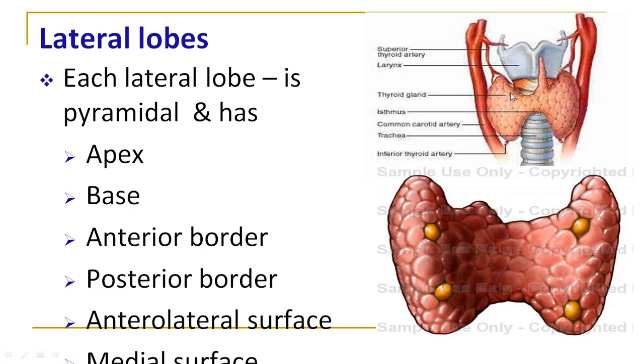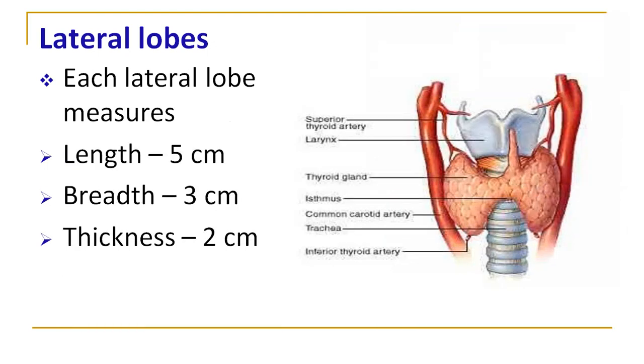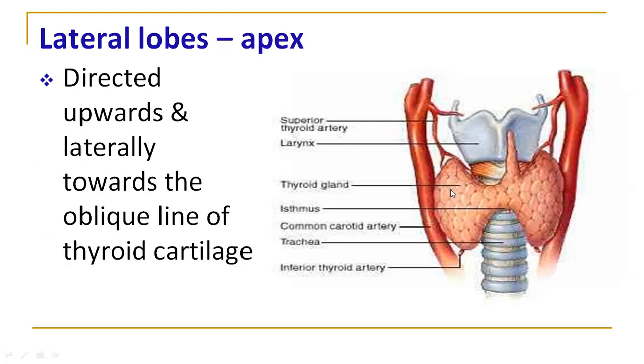The surfaces include the superficial surface or the anterolateral surface, the posterolateral surface related to the carotid vessel, and the medial surface related to the windpipe and foodpipe. So three surfaces: the superficial or anterolateral surface related to the skin, the posterolateral surface related to the carotid vessel, and the medial surface related to the pipes, the windpipe, trachea, and the foodpipe, esophagus. The dimensions of the lateral lobe: the length is 5 centimeters, breadth is 3 centimeters, and the anterior-posterior thickness is 2 centimeters.